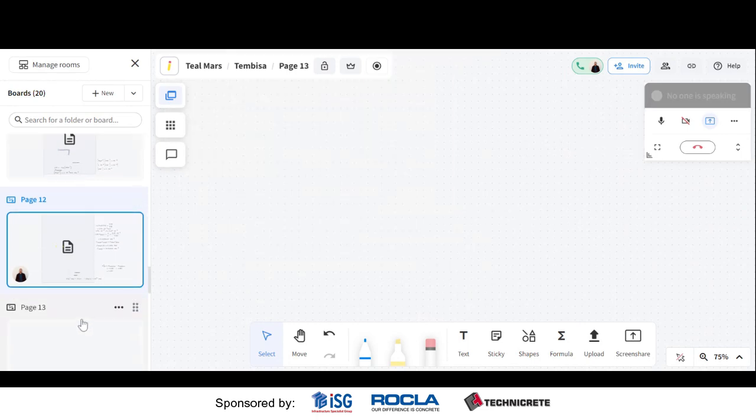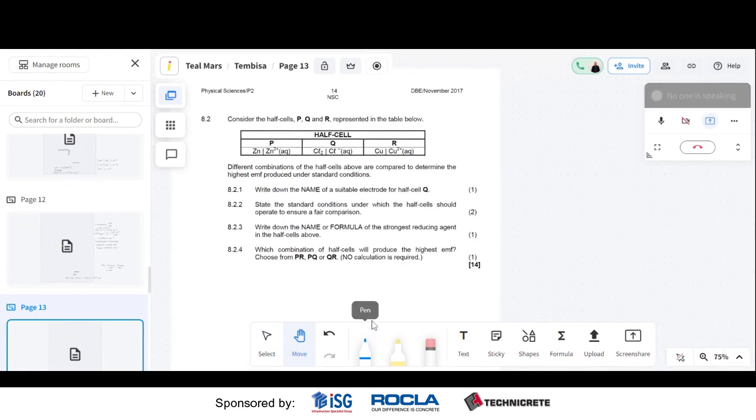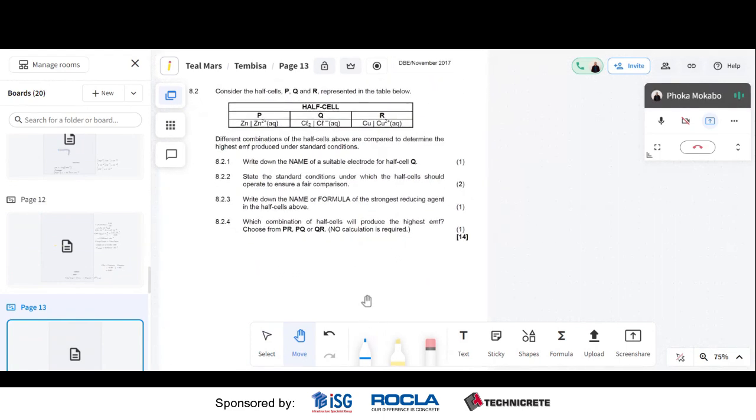Okay, let's see. Then consider the half cells P, Q, and R represented in the table below. We still are looking at galvanic cells, and so that's why it's still question 8. And it's 8.2. Write down the name of the suitable electrode for half cell Q. Different combinations of the half cells are compared to determine the highest EMF produced. Understand conditions. Seen that, but again, write down the name of the suitable electrode for half cell Q.